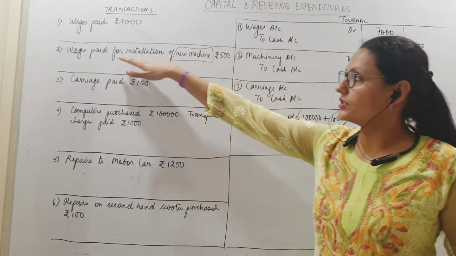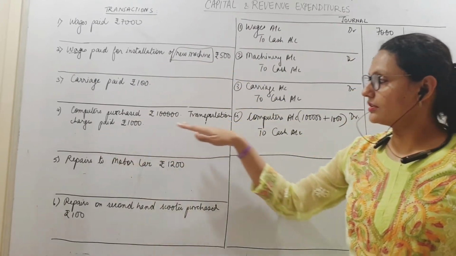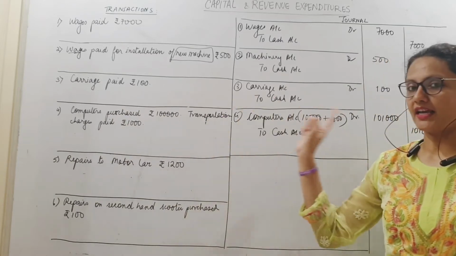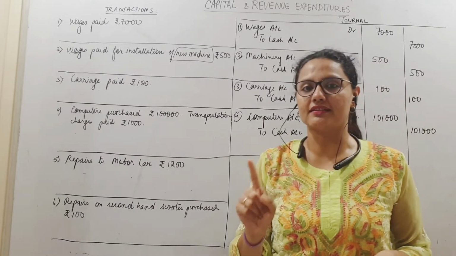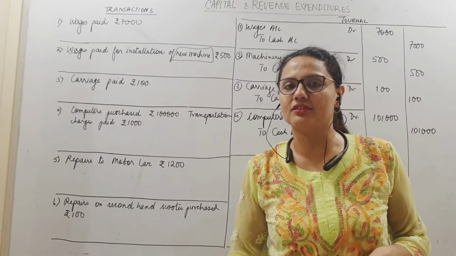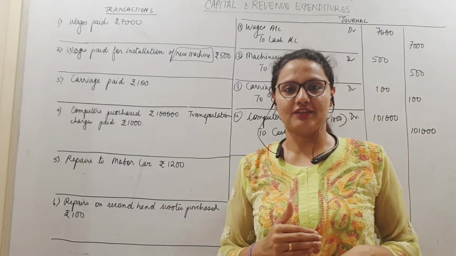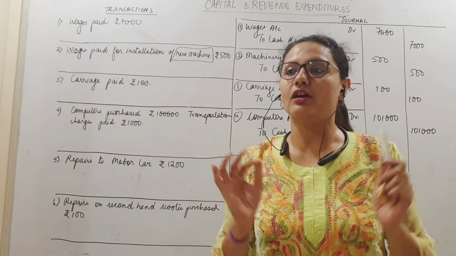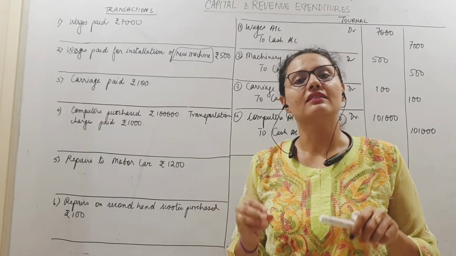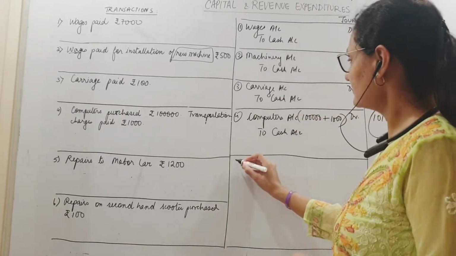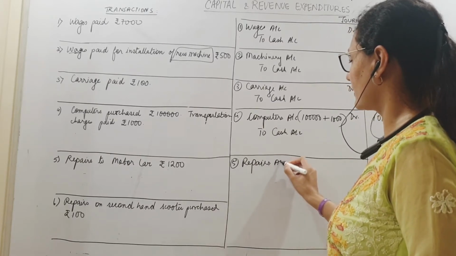The wages were at the time of purchase of a new machine, so I added them to the machine. The transportation cost was also with the purchase of a new asset, so I added it to the cost of the asset. This is not related to the purchase of a new asset. It's regular repairs, a day-to-day thing, right? So this is a revenue expenditure. Repairs on in-use assets are called repairs. So here I will be debiting the repairs account and not the motor car account.